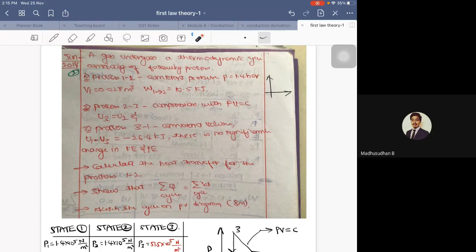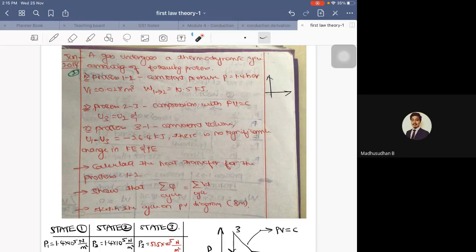That is from 2 to 3: compression with PV is equal to C, U3 is equal to U2. Just by looking at PV equals C, can you judge which process this is? Polytropic. Why polytropic? PV to the power of K is equal to constant. What is the value of K here? K is equal to 1. Very good. If K is equal to 1, that particular process is isothermal.